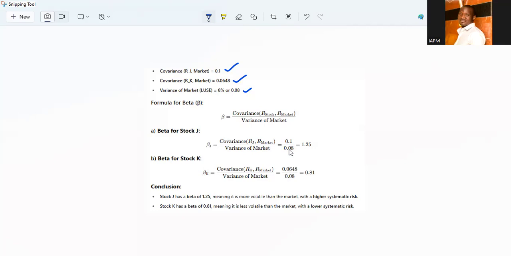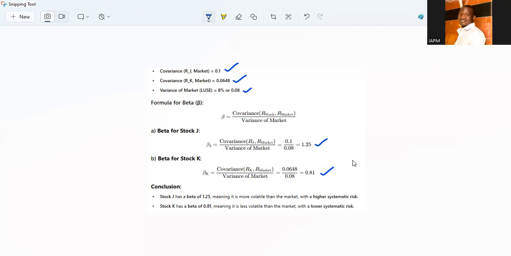Which is 0.08. Yes, so we're going to find 1.25. Then the beta for the market was 0.0648 over 0.08, which is 0.81. So from these solutions, what becomes the conclusion? Comparing the beta for J, which was 1.25, what does it mean? That it's more volatile than the market.